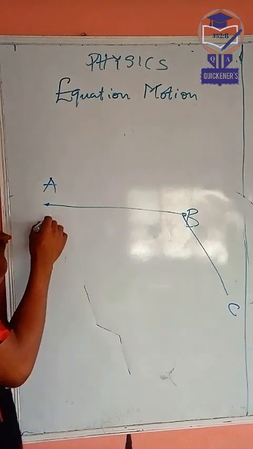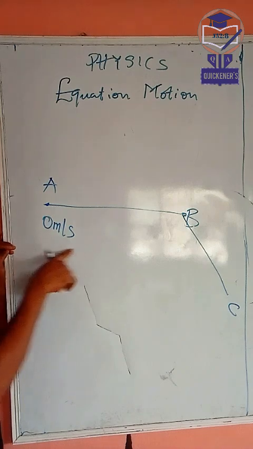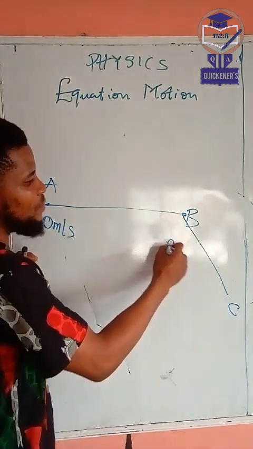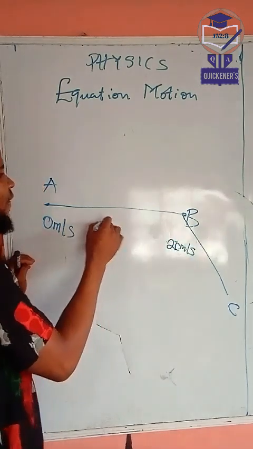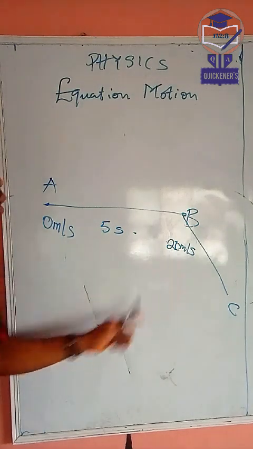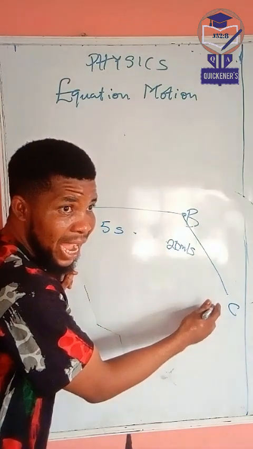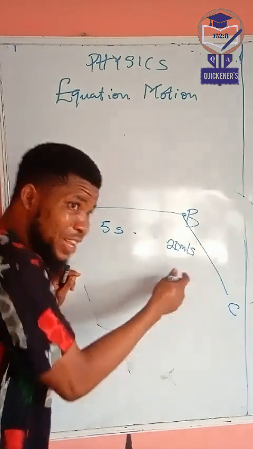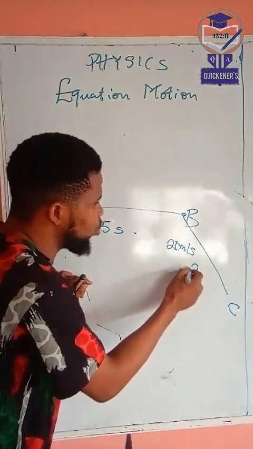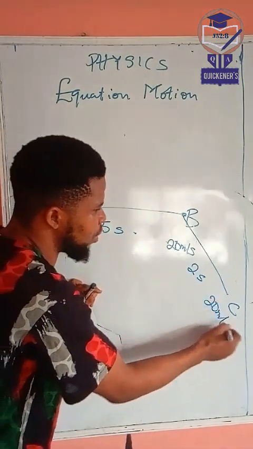Let's say something starts from rest. Starting from rest means the velocity is zero, and you accelerate along a particular distance forward. Let's say I attain a velocity of 20 meters per second in 5 seconds. Then it moves from point B to C identically, with a constant velocity, for another 2 seconds. So this is constant, meaning the velocity is also 20 meters per second.